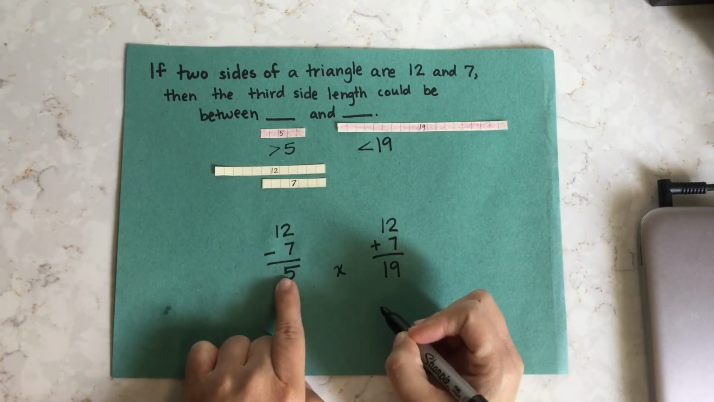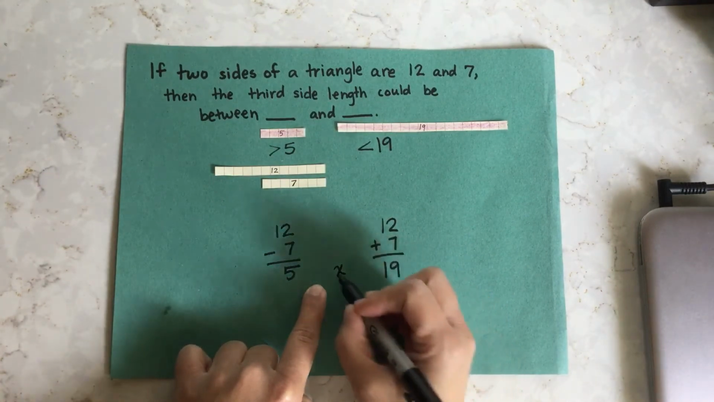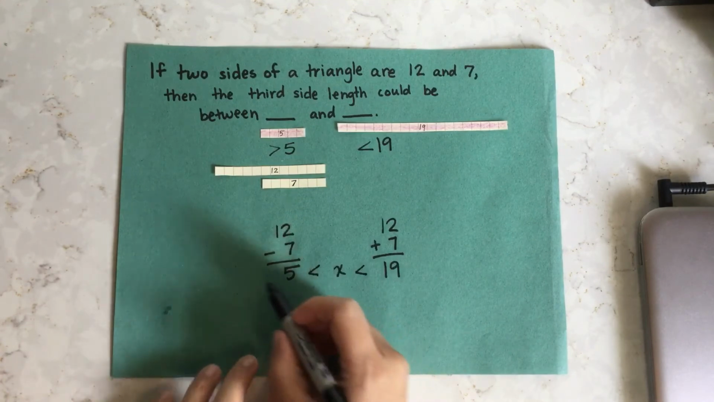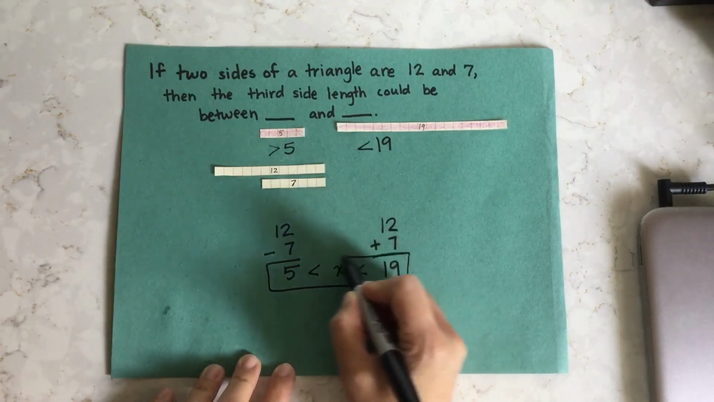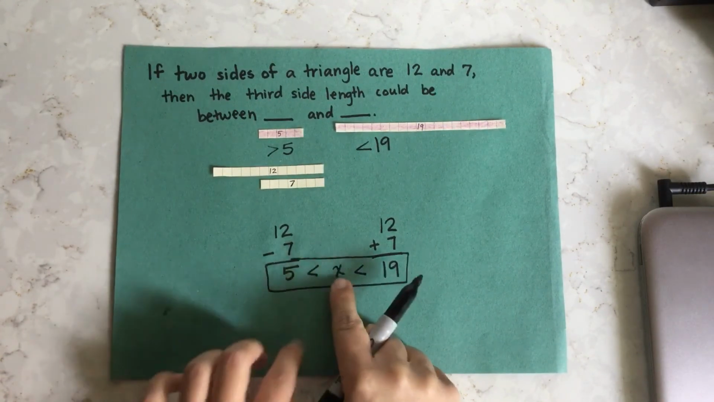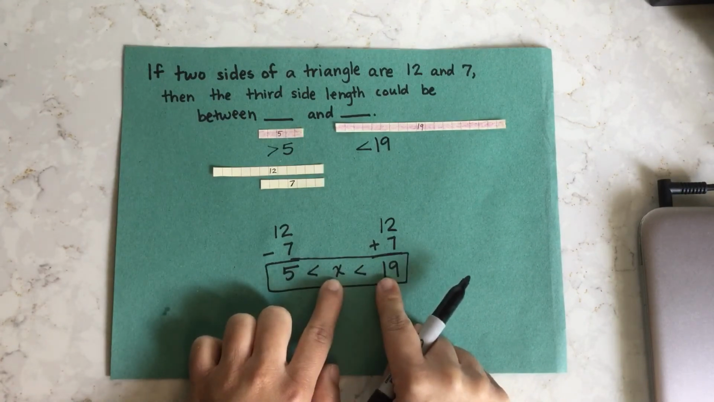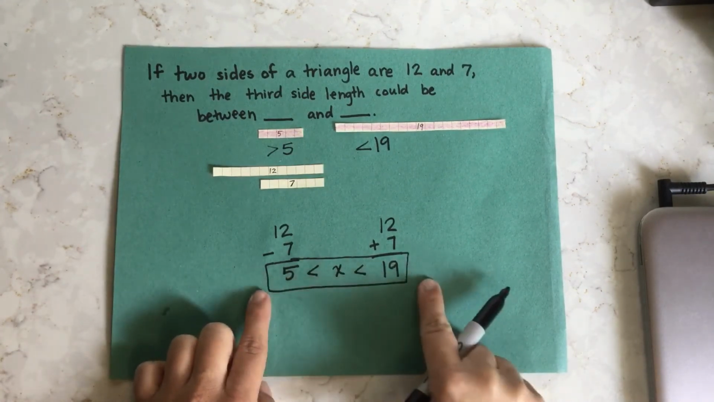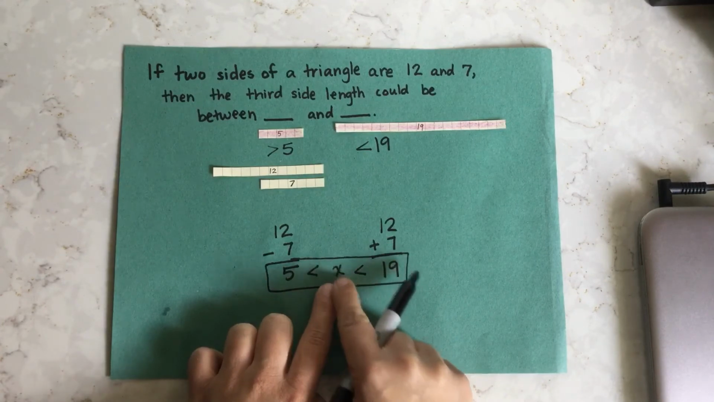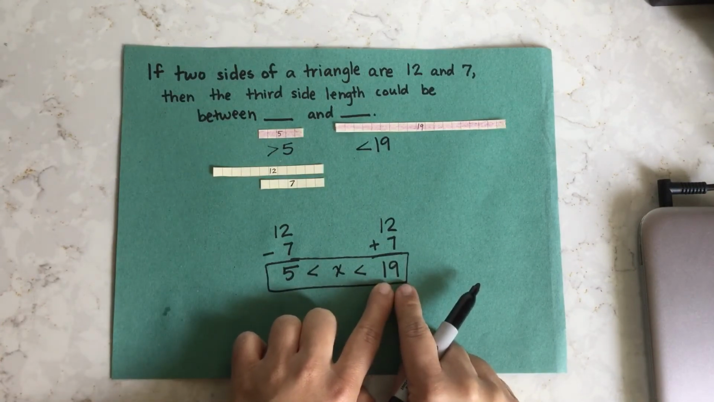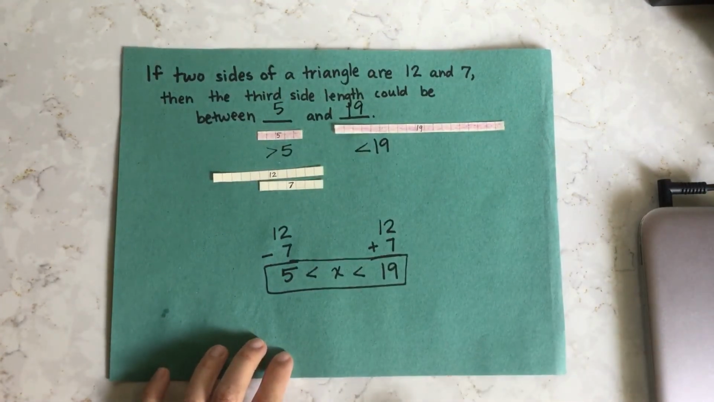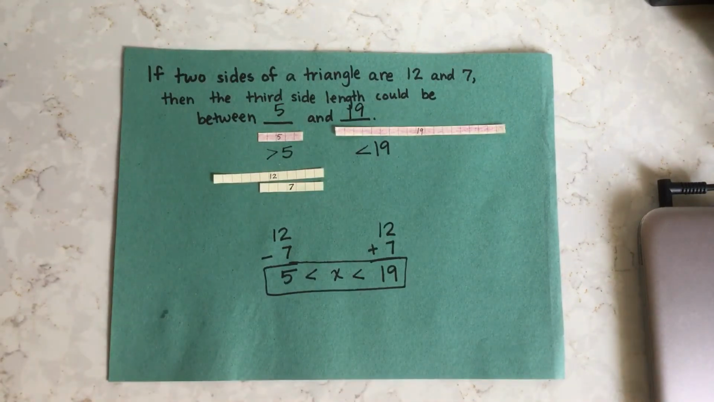Okay, so we could say 5 has to be less than this side. So this is a way to write that as an inequality. We could say that this side has to be greater than 5, but it has to be less than 19. Okay, so if I were to read this straightforward, it says 5 is less than my third side, but my third side is also going to be less than 19. Okay, so hopefully that clears up any confusion on how we can get a range for that third side.